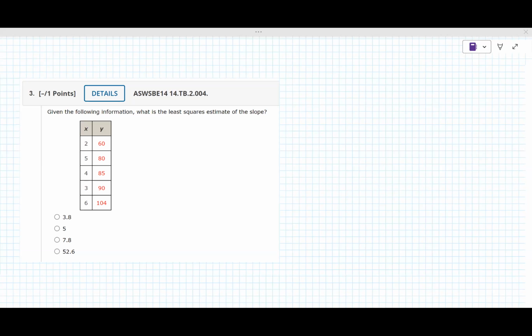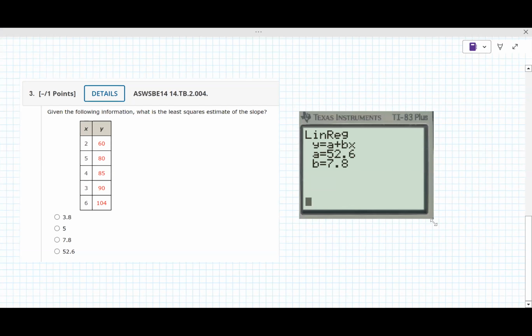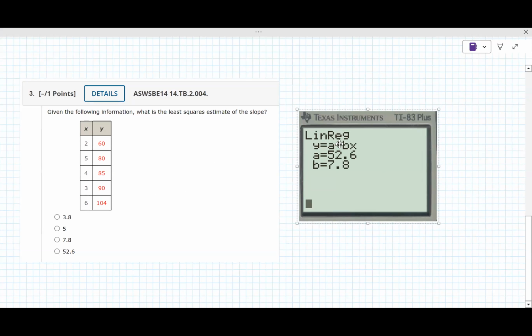Is this the exact same data set as the previous one? No. Okay, it looks so similar. All right, you get a nice linear regression here. Let's snip that in. Do I go down to the same? Yeah, same thing. You're going to go stat, edit. 52. Yes. 0.6. So that's the slope, the b value. 7.8, and this is the y-intercept. Yeah, so 7.8 on that one.